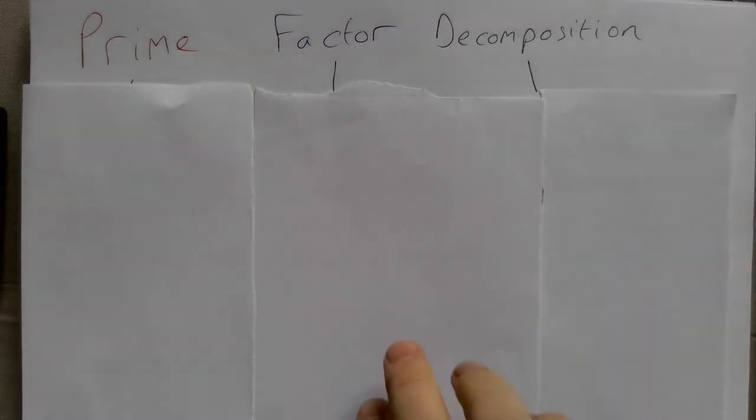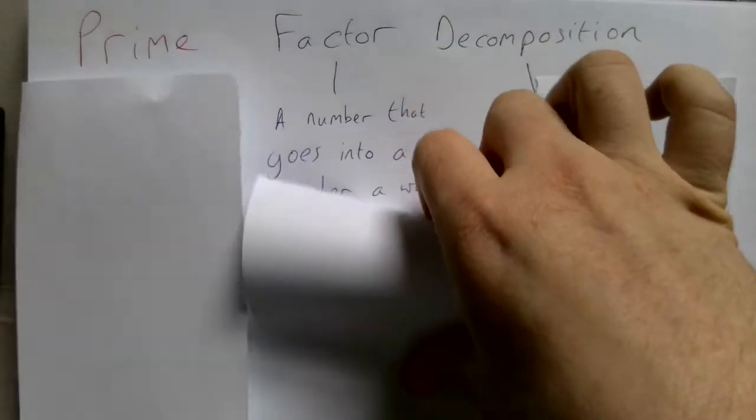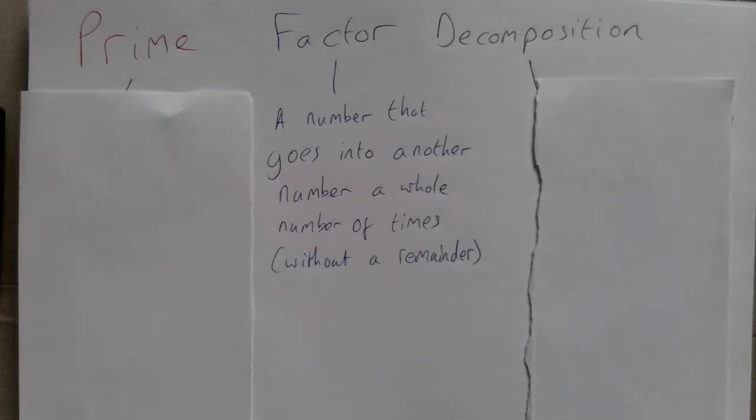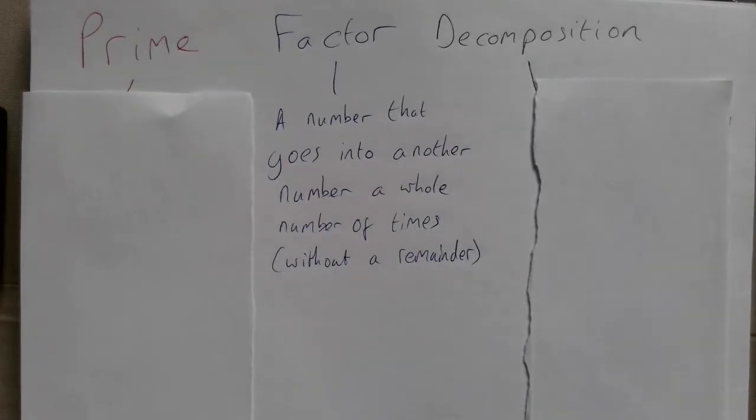Hi guys, so today we're going to be looking at prime factor decomposition. Now, first thing, I want to look at what this actually means. So if we break it down, first thing we need to understand is a factor. A factor is just any number that goes into another number a whole number of times without a remainder, okay?